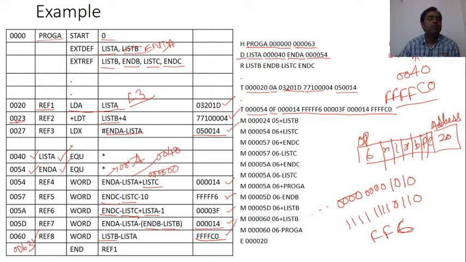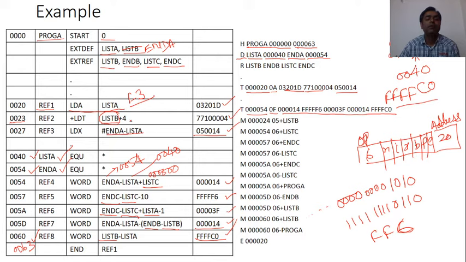When you see the instruction at address 0023, it is written in format 4 and we have taken the value of list B as 0. That means we have to add the value of list B in this address field to find out the exact value of list B plus 4.